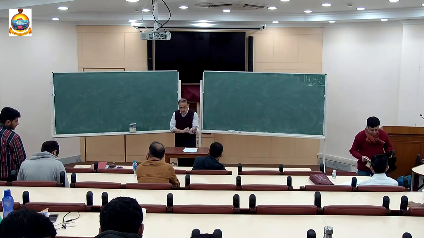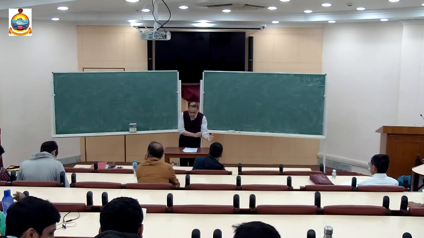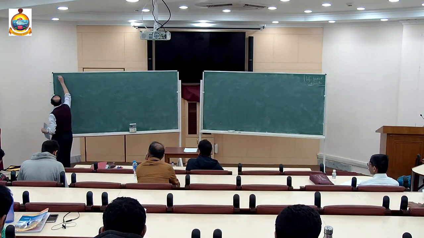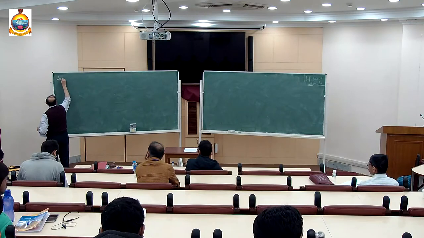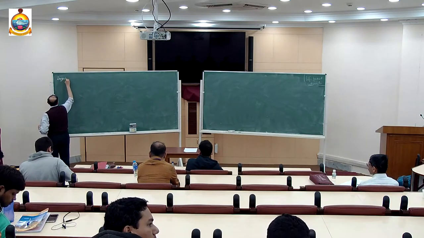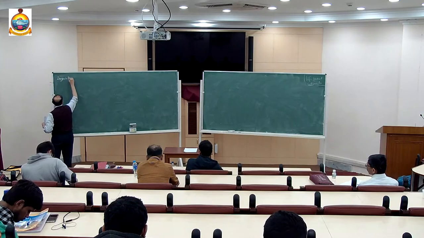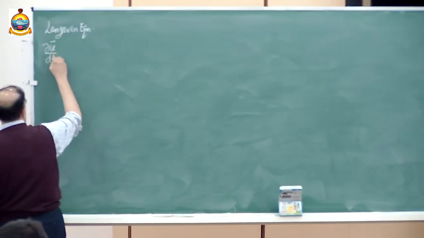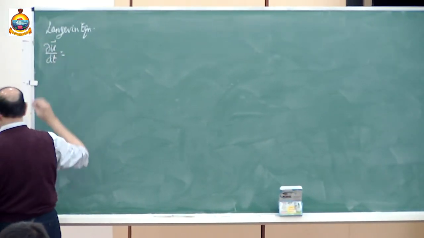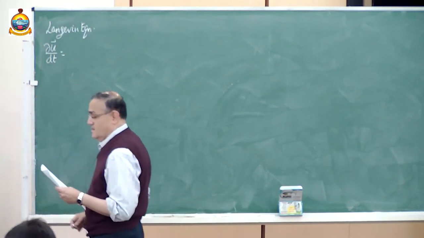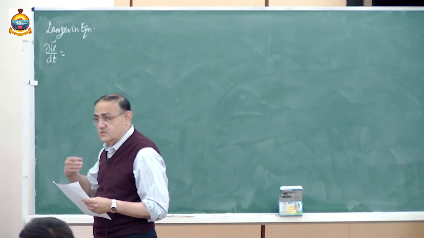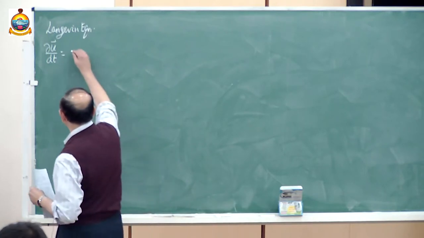So, what we did is we wrote down an equation of motion for the particle. So, this is the Langevin equation. And the equation was very simple, it was basically Newton's law with the mass divided out. So, du by dt we wrote is a viscous term, minus beta u.